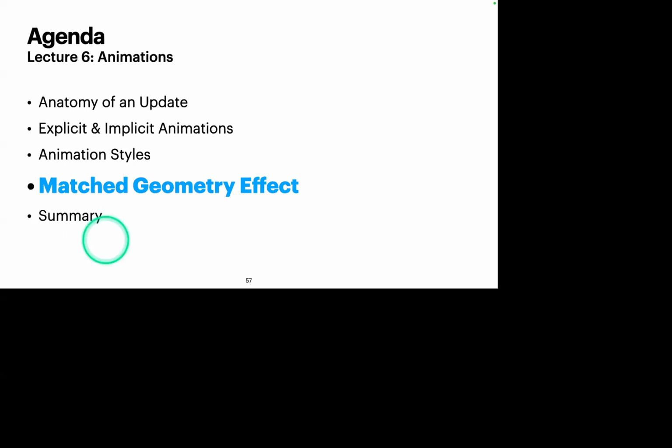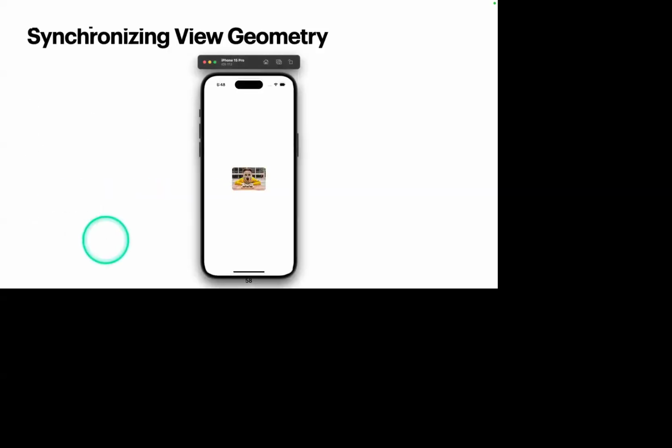Okay, so we're going to end off today's lecture by talking about this view modifier called matched geometry effect. This is really great for when you want to synchronize two identical views. You might have one view in some parent view, like parent view A, and you might have that exact same view in some other parent, parent B, and you want to synchronize those two views and animate between them.